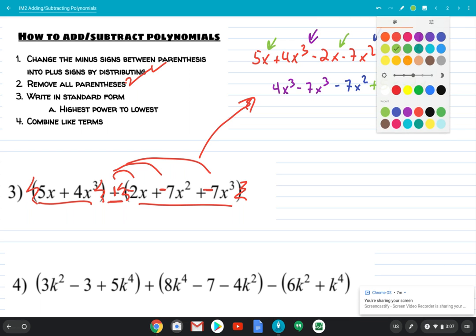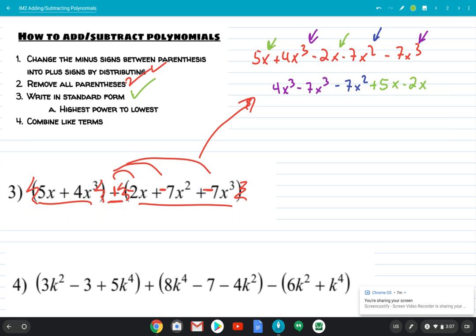Now all we got to do is combine our like terms. We're going to have powers of 3, powers of 2, and powers of 1. So 4 take away 7, negative 3 x cubed minus 7x squared. 5 take away 2 is 3, positive 3x. There's my answer.